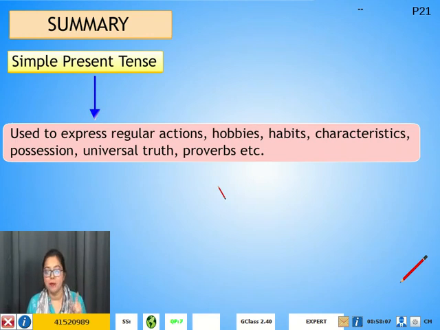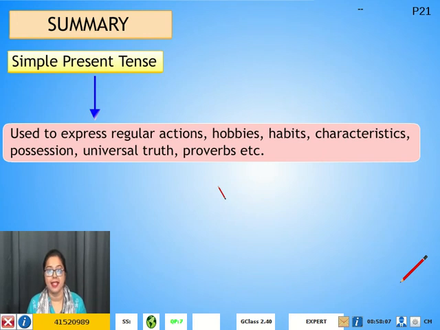So simple present tense expresses regular actions, that means something that we do regularly. Hobbies, that means if you like to play music or football, this comes under hobbies. Then habits, that means some action we do on a regular basis. Then characteristics. Possession, something that is yours. Let's say the pen is yours. That is a possession.